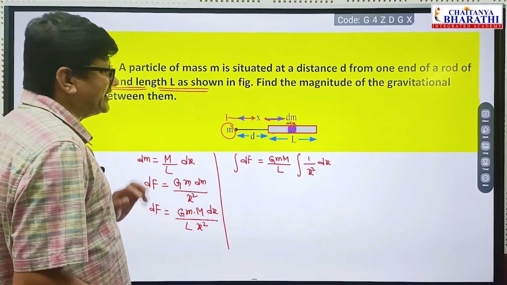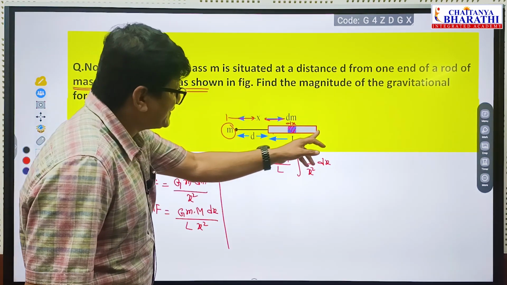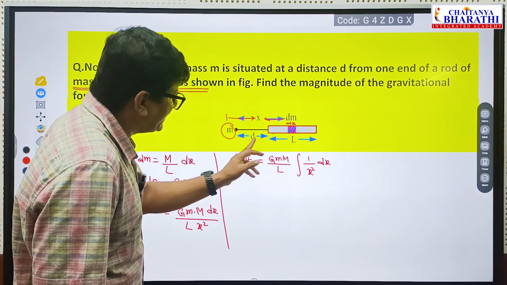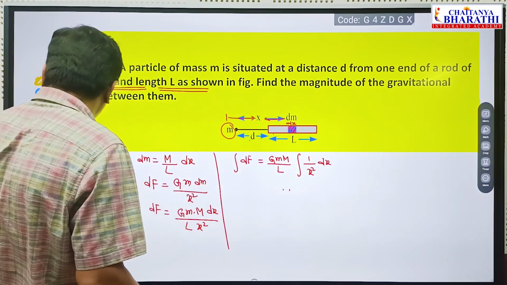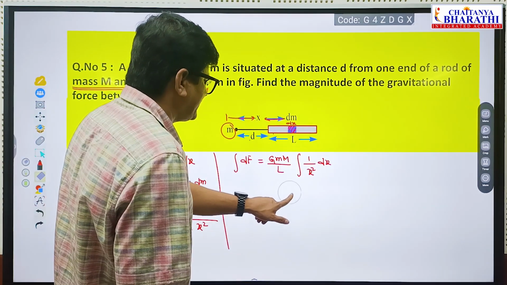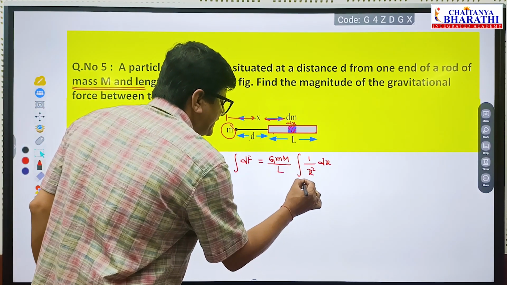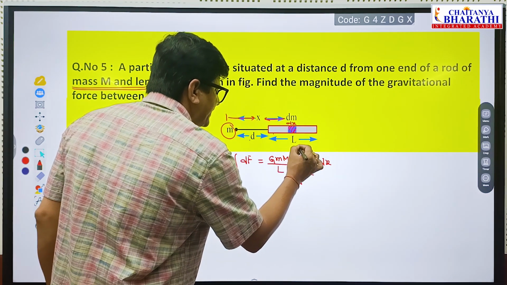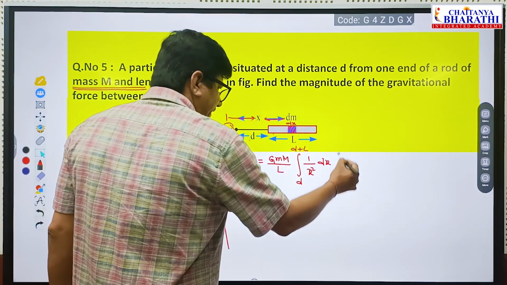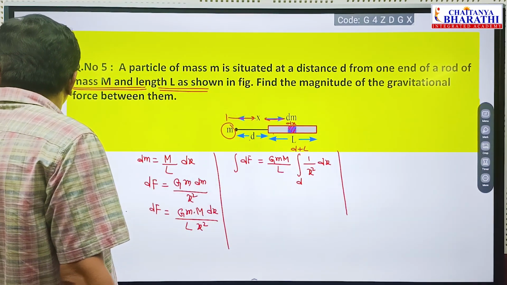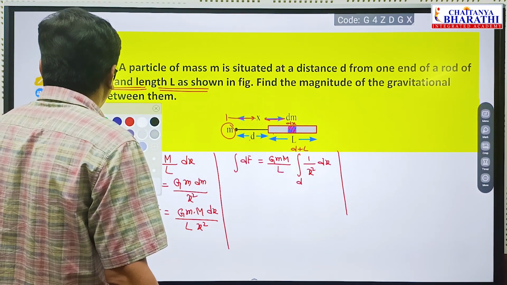So here limits चाहिए. This end is कितना दूर पे? D दूर पे. And this end is how much distance? D plus L, because the variable is x. If the variable is x, so we can take the limits d to d plus L. You know that integration formulas, basic classes में already given those integration formulas.